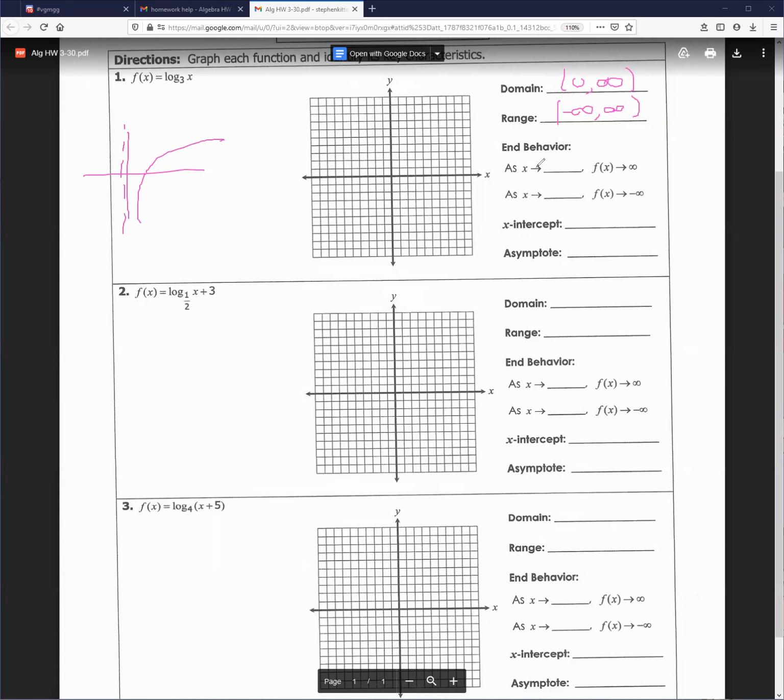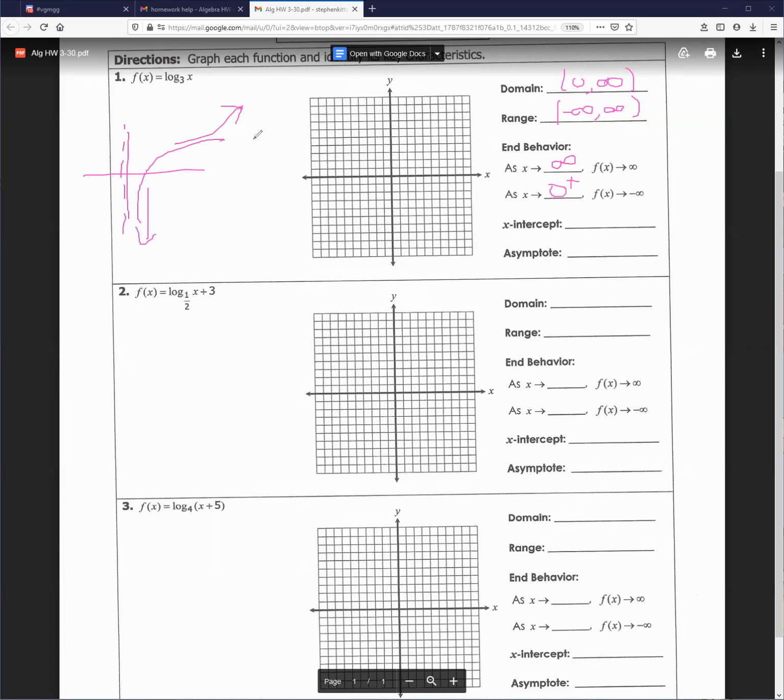As x goes to blank, f of x goes to infinity. Well, that's going to be as x goes to infinity because it's going that way. And to -infinity, that's going to be as x goes to 0, or if you want to be really specific, 0 from the right. I doubt your teacher is going to actually have a plus sign on that 0, but it gets the point across.